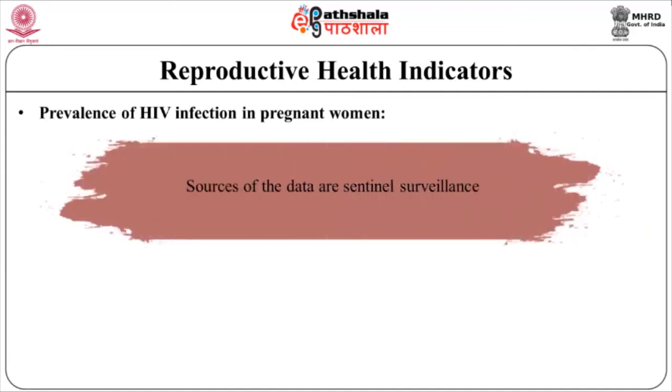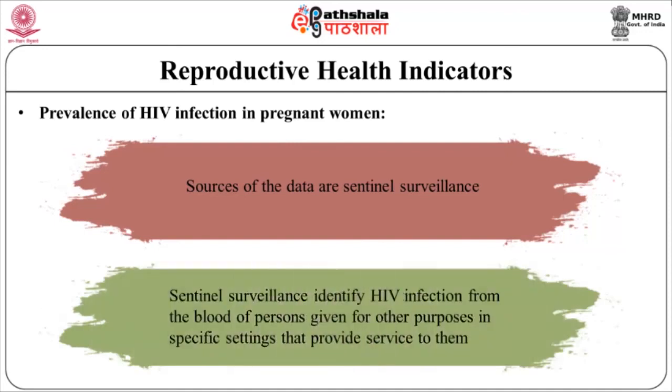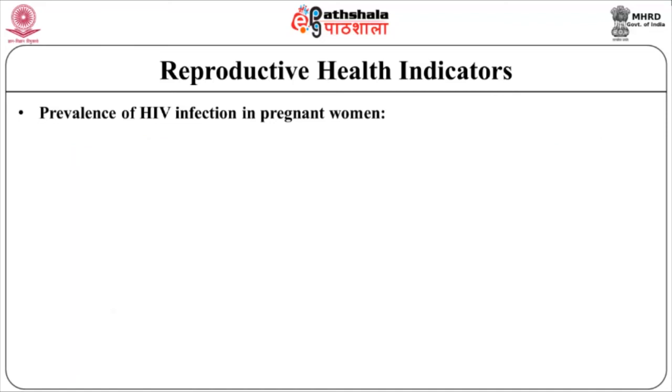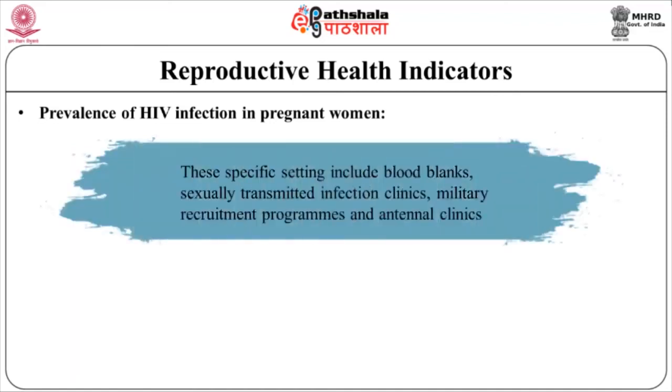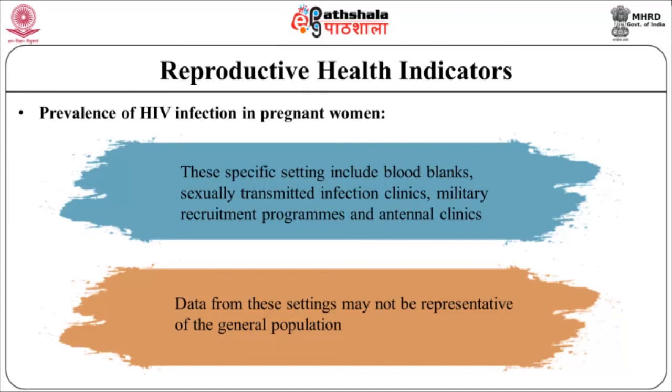The source of the data are sentinel surveillance and population-based seroprevalence. Sentinel surveillance identifies HIV infection from the blood of the person given for other purpose in specific settings that provide services to them. These specific settings include blood banks, sexually transmitted infection clinics, military recruitment programs, and antenatal clinics. The data from these settings may not be representative of the general population.